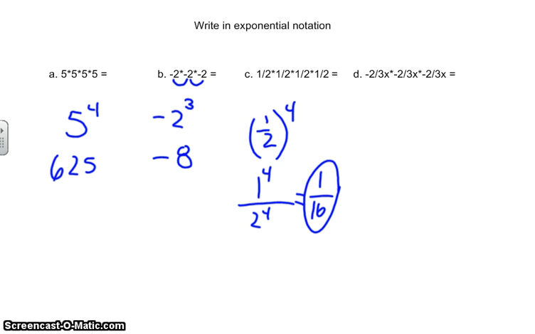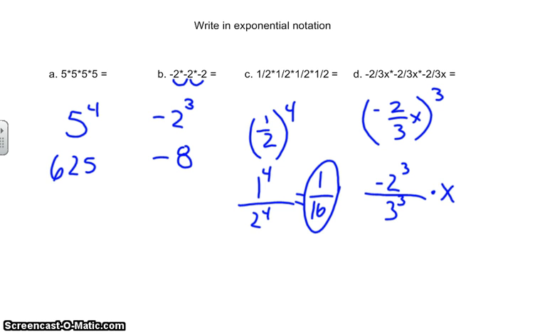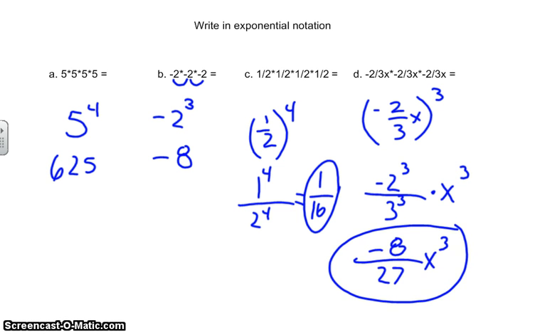Let's try our next one. Negative 2/3 x. So what I'm saying is negative 2/3 x, and there's 3 of them, to the 3rd power. So what this really says is I have a negative 2 to the 3rd power over a 3 to the 3rd power times an x to the 3rd power. Or I'm going to cube negative 2, and we've already done that, and we saw that negative 2 cubed is negative 8. 3 cubed we know is 27, x cubed. That would be my final answer.